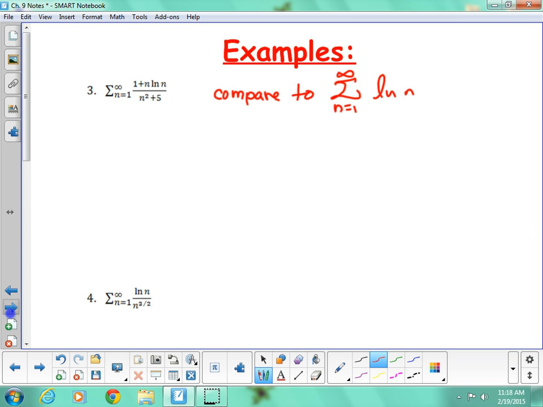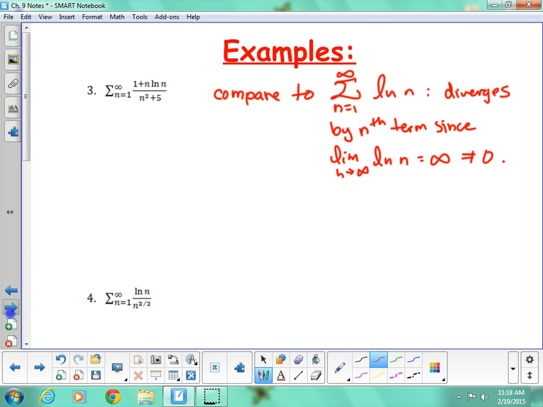It diverges. Why? This one's fast. Because it keeps getting bigger, and what test tells me if it keeps getting bigger, it's going to diverge? Nth term test, right? By nth term test, since, what's the limit as n goes to infinity of ln? Yeah, which is not 0, right? So any limit that's not 0 means diverging. If it equals 0, we know nothing, but if it's not 0, we know diverging.